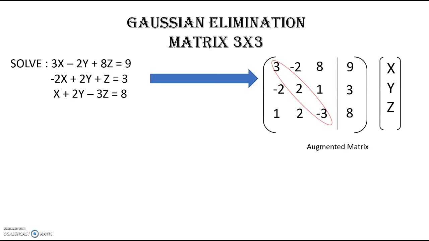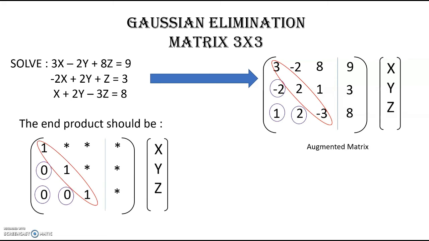So now the objective is to change the diagonal values into 1 and the values below the diagonal into 0. So the end product should be like this. All the diagonal values are 1 and it can be any value above the diagonal, but the values below the diagonal always must be 0.